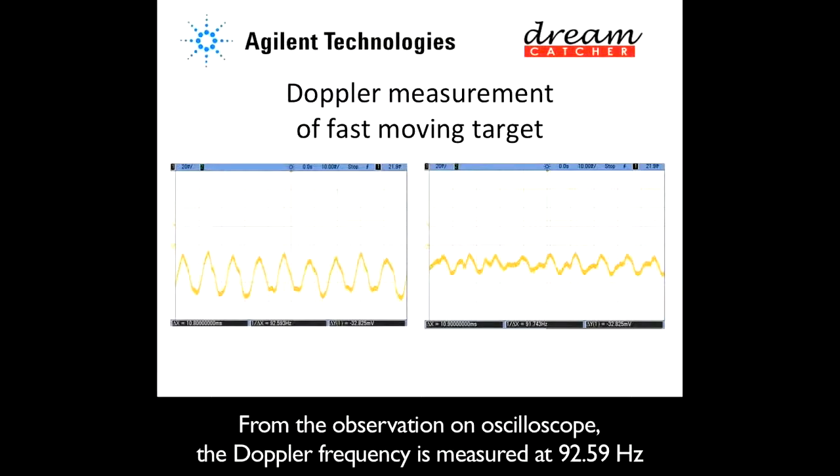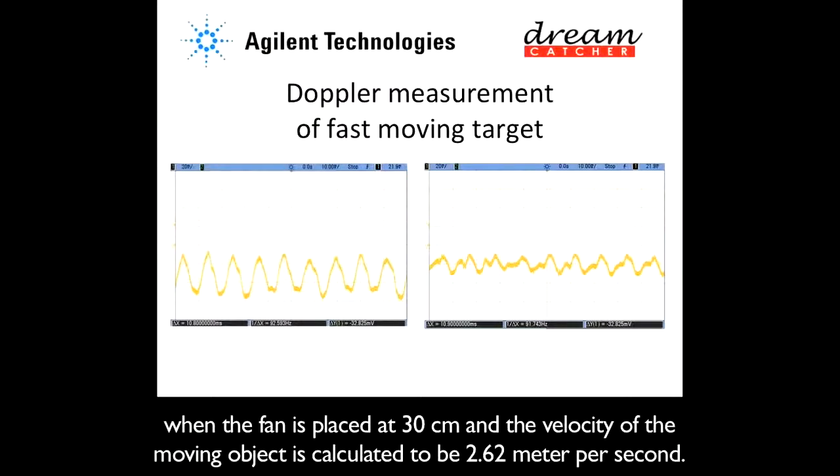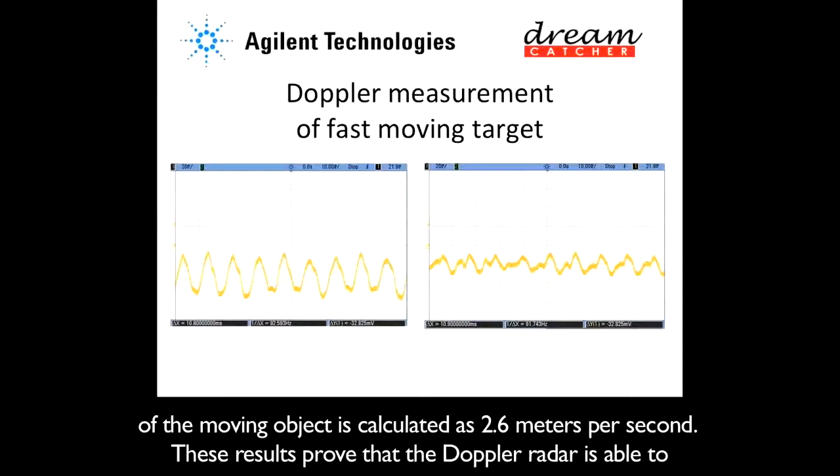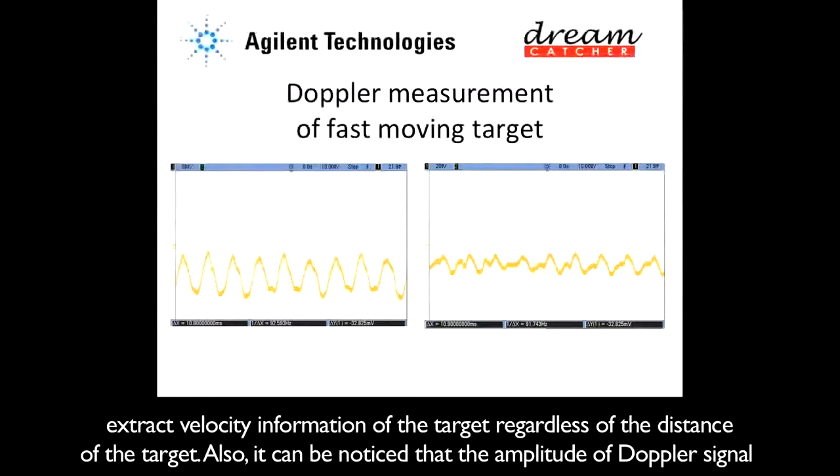From the observation on the oscilloscope, the Doppler frequency is measured at 92.59 Hz when the fan is placed at 30 cm, and the velocity of the moving object is calculated to be 2.62 meters per second. An almost similar result is also obtained when the fan is placed at the distance of 60 cm. The Doppler frequency is measured to be 91.74 Hz, and the velocity of the moving object is calculated as 2.6 meters per second. These results prove that the Doppler radar is able to extract velocity information of the target regardless of the distance of the target.